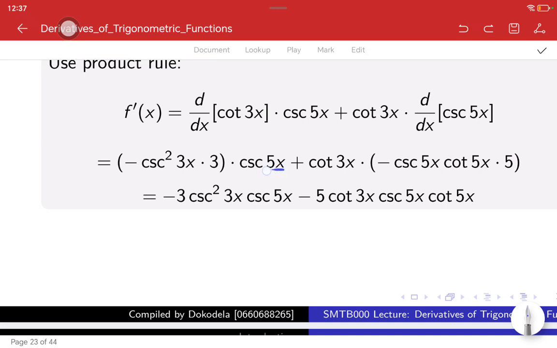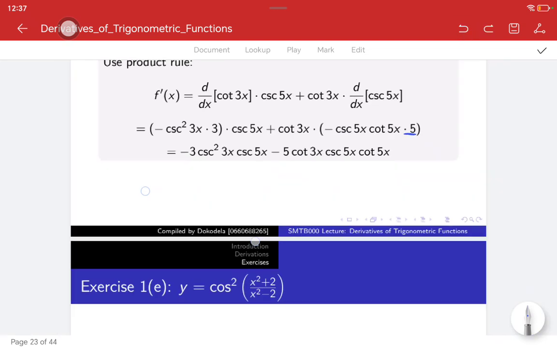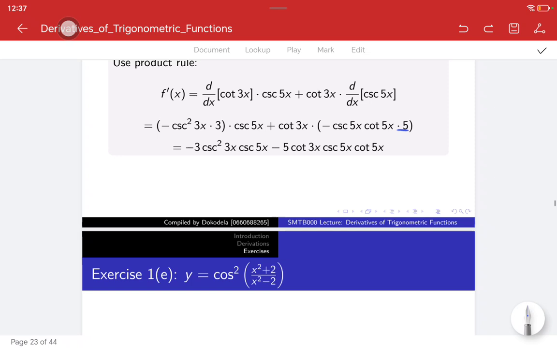When I simplify this, I'll have minus 3 first, cosec squared 3x, cot 5x. Then when I simplify the other one, I'm going to have the 5 first, minus 5 cot 3x, which is this, and then this. You see, right? Then we have that, and this will be the solution to this.